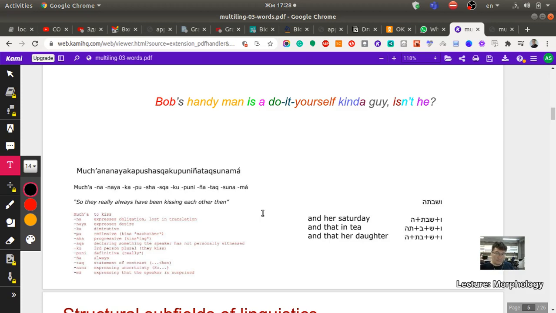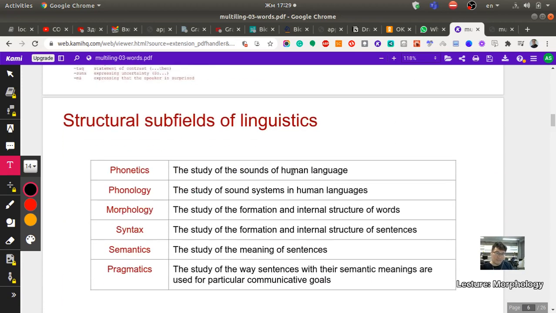Like for example, in Kazakh we have the words kul and kul. So maybe they are another word, but if the vowels are not the same and the consonants are the same, then it means that they have the same root and the same meaning.